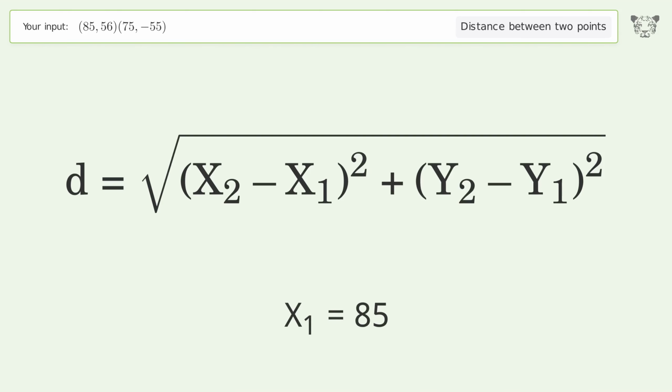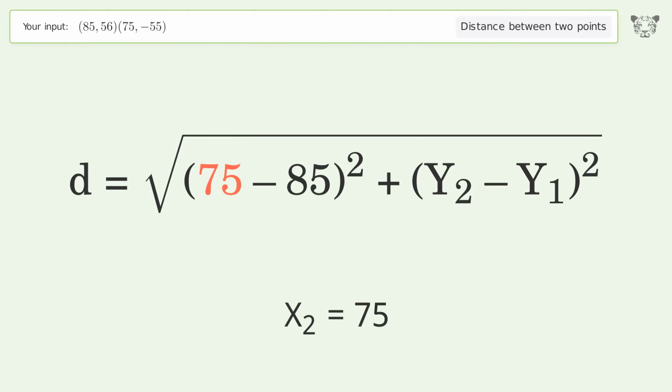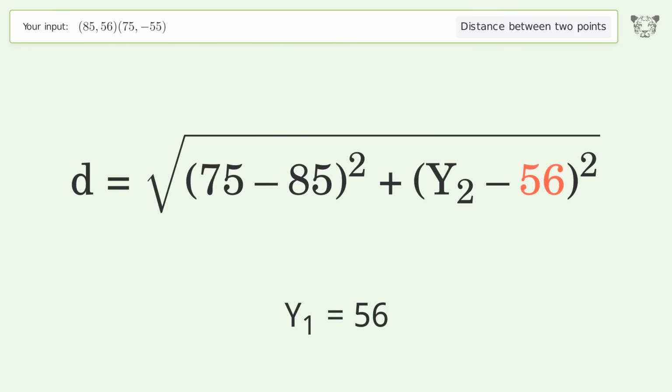x1 equals 85. x2 equals 75. y1 equals 56. y2 equals negative 55.